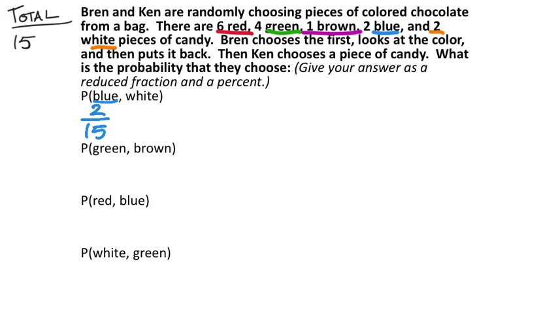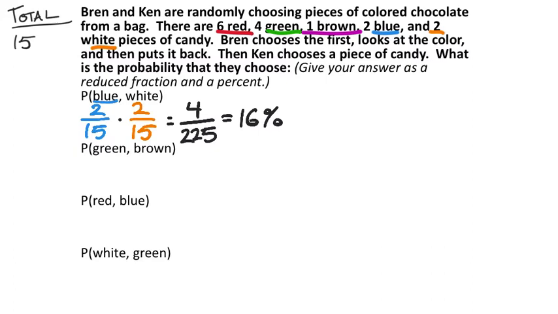Now, since Bren puts that one back, when we go to white here, there's 2 white candies, but still 15 on that, okay? So we're going to multiply these, and again, we want our answers as fractions and decimals. I don't see any cross simplification on this one. 2 times 2 is 4, and 15 times 15 is 225. So this is our simplified fraction, but we've got to put this in the calculator for the decimal, 0.16, which changes into 16%, because we just want the percent. So 4 over 225, or 16% chance that that happens.